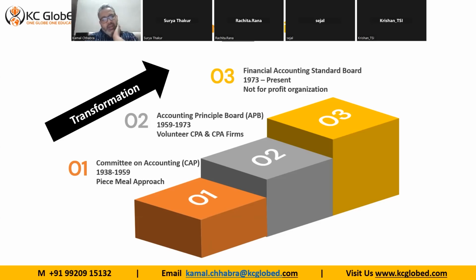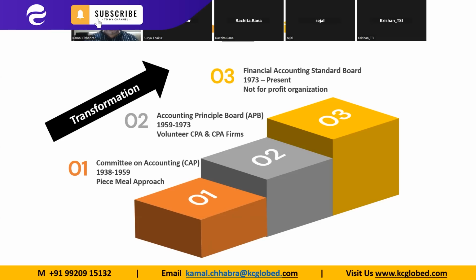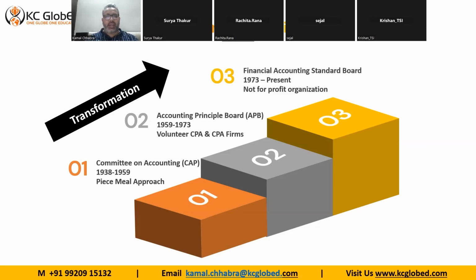Then they made a board called the Accounting Principles Board, APB, which existed from 1959 to 1973. That board included volunteers from CPAs and CPA firms. But in that volunteer work, they saw a lack of commitment and bias. So in 1973, they created the Financial Accounting Standards Board as a not-for-profit organization, where they hire employees, retainers and professionals and pay them compensation rather than relying on voluntary work. Till 1973 it was more or less voluntary work, but after 1973 it is professional work, formed under an NGO to craft the accounting standards codification.